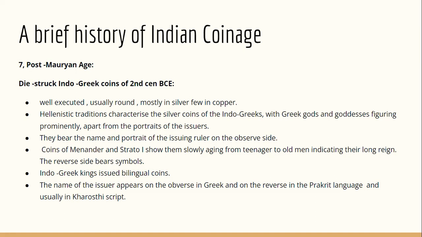So there can be a separate short note on the coins of the post-Mauryan period. Very well executed, usually round in shape. Mostly we find silver coins dominating. Then Hellenistic influence is seen because of the depiction of the Greek gods and goddesses. Then, as I mentioned, these are the first coins with the definite name of the king, so we can definitely say who issued it. And they are bilingual coins: on the front side, the Greek language is used, and on the reverse side, we find Prakrit being used, and the script is Kharoshthi.